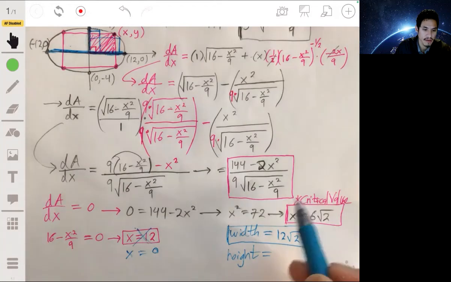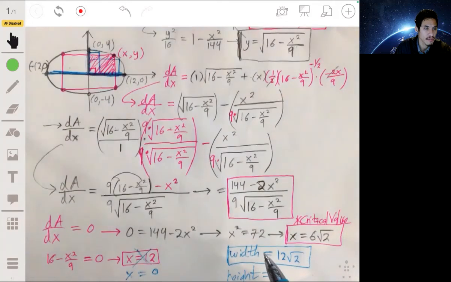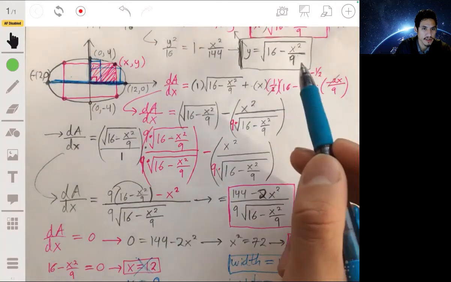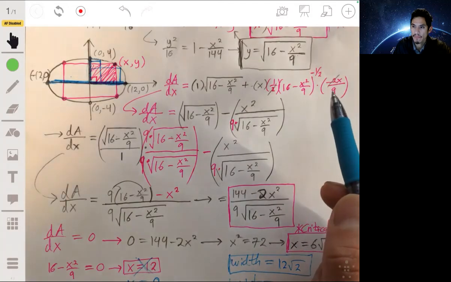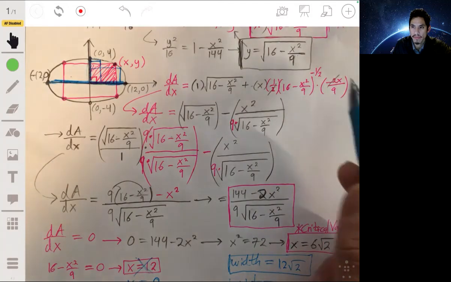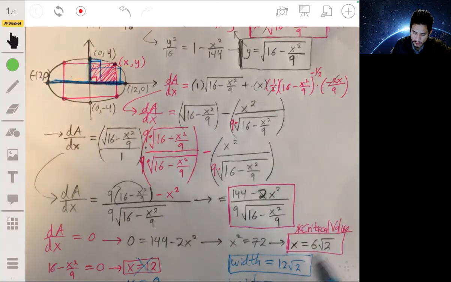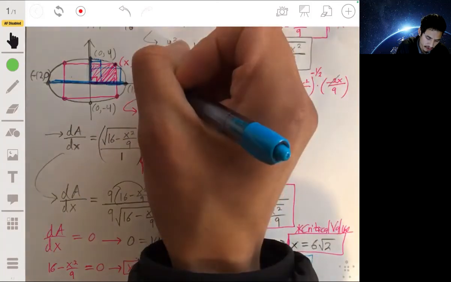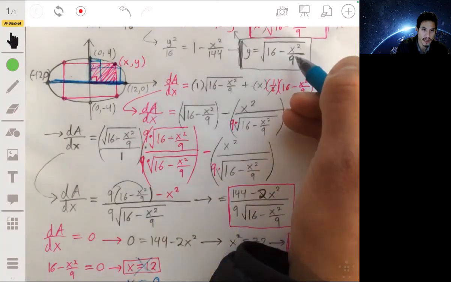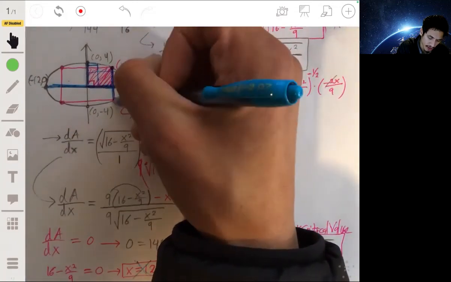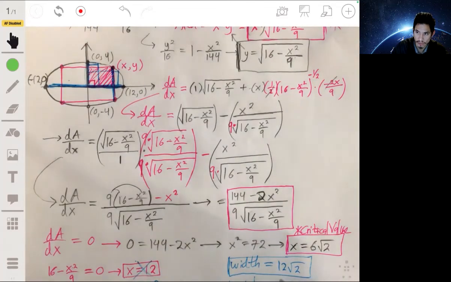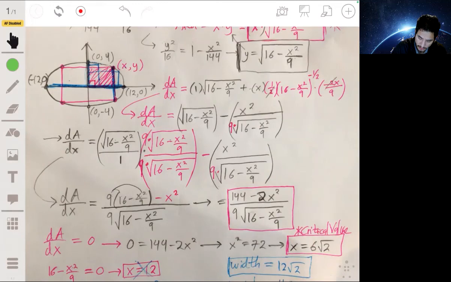The height, the y value, you can just figure out what it'll be by plugging the x value into here. And that'll be basically 2 root 2. This will be 2 root 2 when you evaluate it here. But then when you find the total height, it'll be twice that value, and you'll get 4 root 2 for the total height.